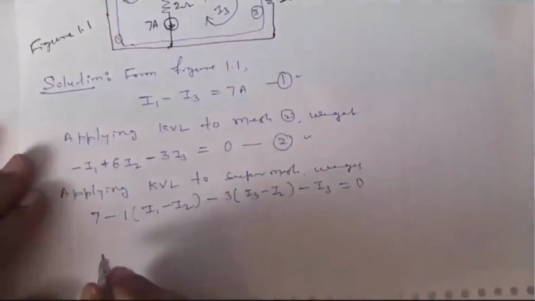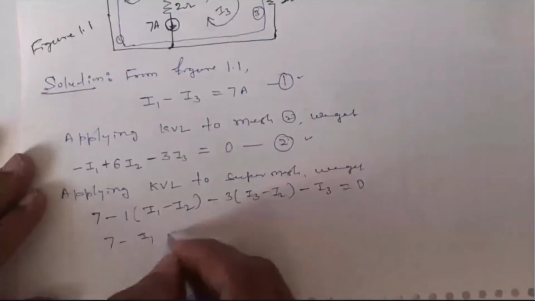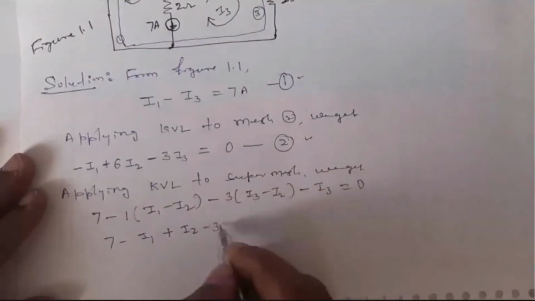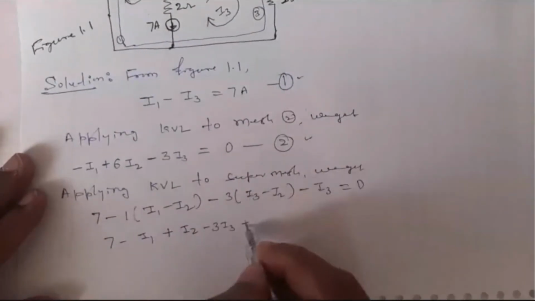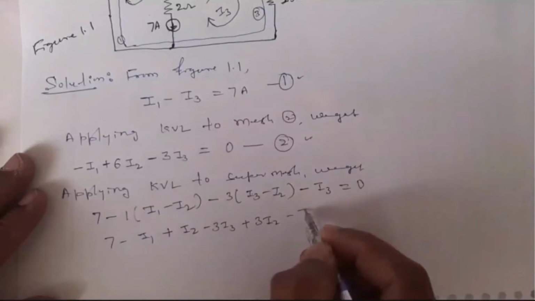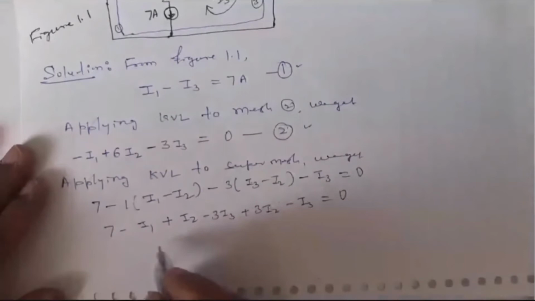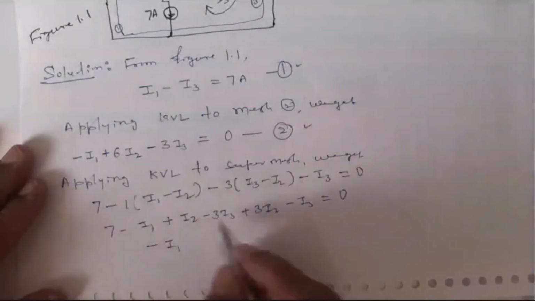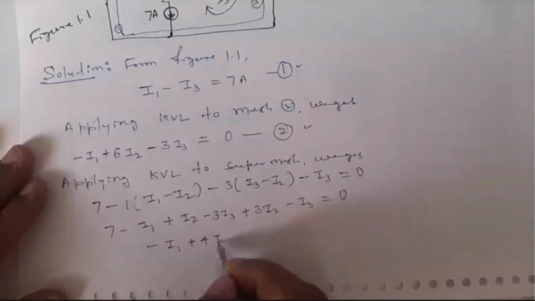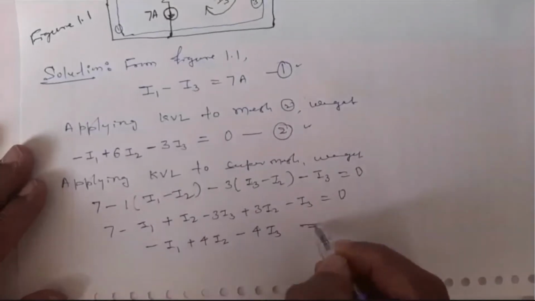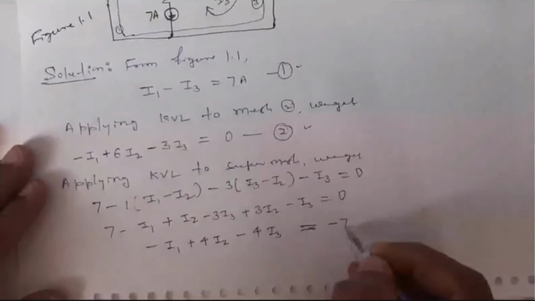So now this is 7 minus I1 plus I2, minus into minus plus, minus 3I3, minus into minus plus 3I2, minus I3 is equal to 0. Now this is minus I1 plus 4I2 minus 4I3 is equal to minus 7. Call this as equation number 3.